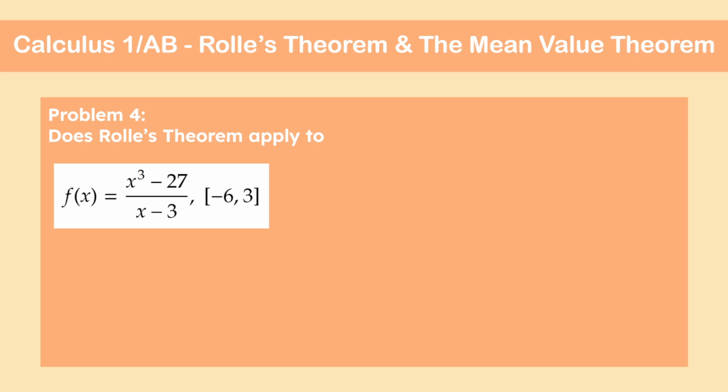So now we're going to see if Rolle's theorem applies to the function x cubed minus 27 over x minus 3 from the interval -6 to 3. So our first check is to make sure that it's continuous on the entire interval. So if you were to plug in 3, you would obviously get 0 in the denominator, which is undefined.